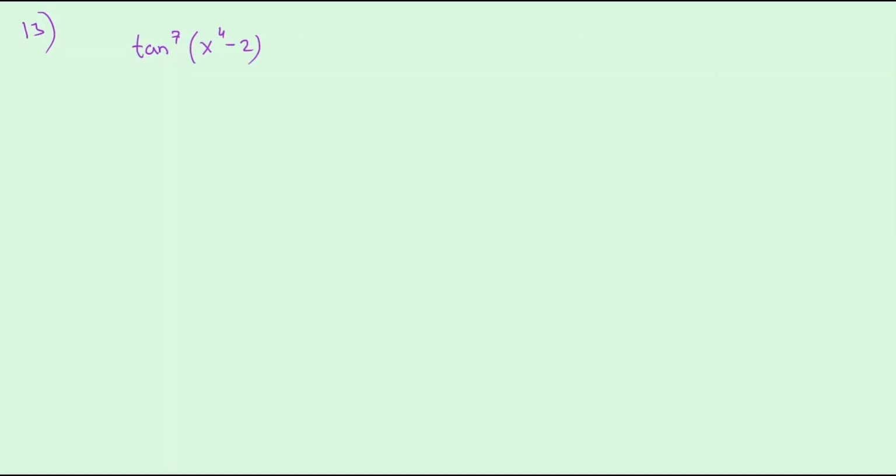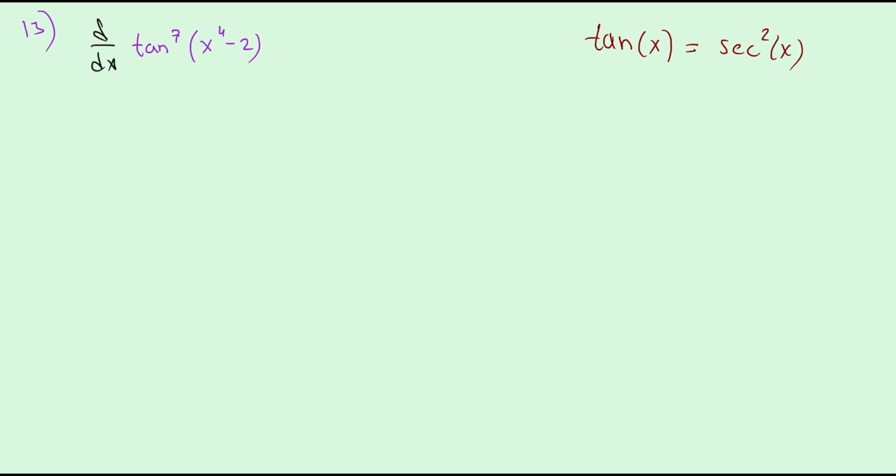In this example, we are deriving tangent raised to the power 7 of x raised to the power 4 minus 2. So first, let's go over the rules. Derivative of tangent x is going to be secant squared x. Now let's find the derivative.